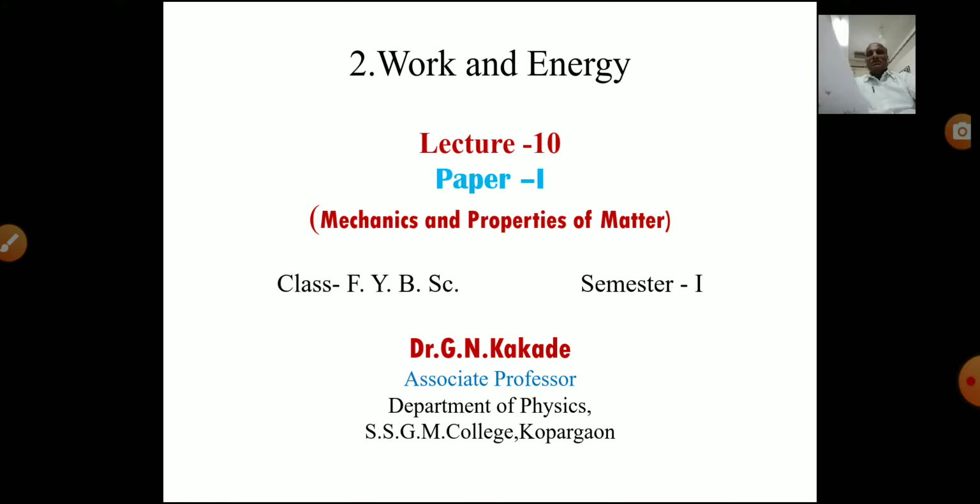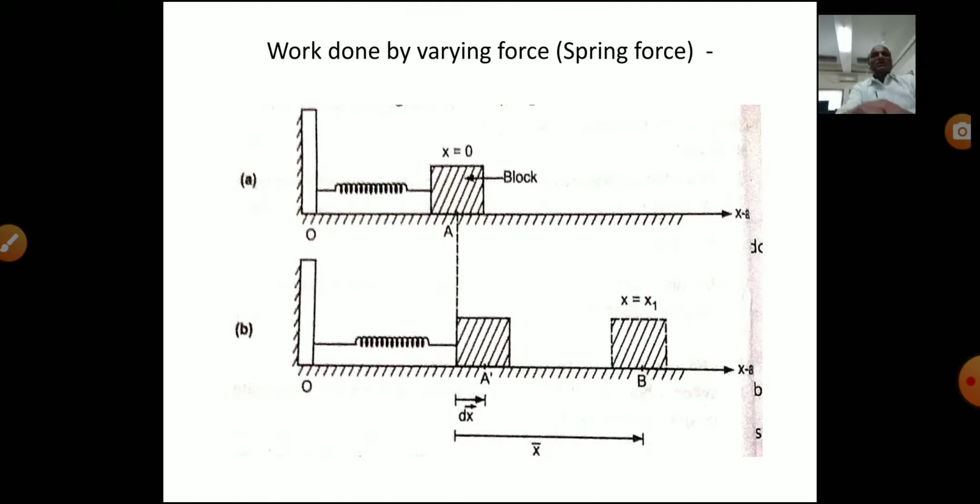The total work done W is equal to the dot product of force and displacement. Now here our aim is to calculate the work done by a varying force, and for this situation consider the figure. This is the figure to find the work done by a varying force or spring force.